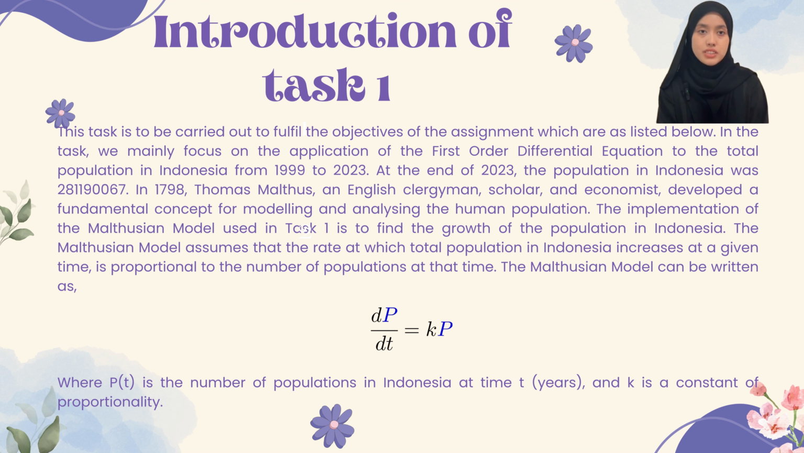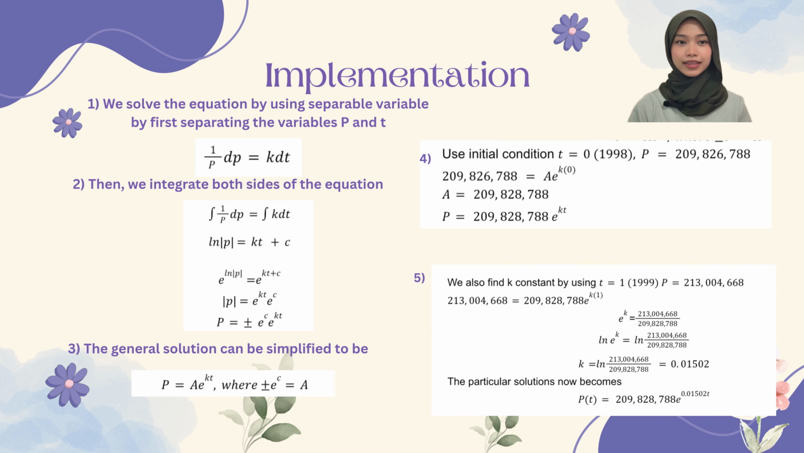The Malthusian model assumes that the rate at which total population in Indonesia increases at a given time is proportional to the number of populations at that time. The Malthusian model can be written as dP/dt equals kP, where P(t) is the number of populations in Indonesia at time t years, and k is a constant of proportionality. In this task, we apply the Malthusian population model, which is based on the first-order differential equation. P(t) represents the population at time t, k is a constant representing the rate of growth.